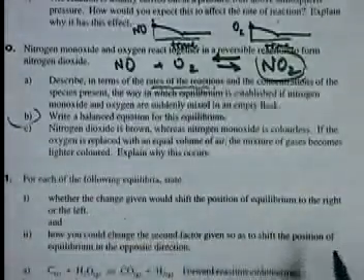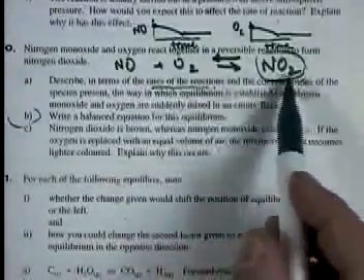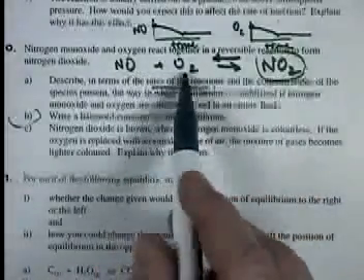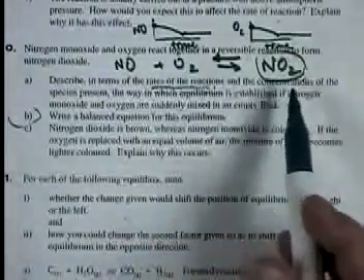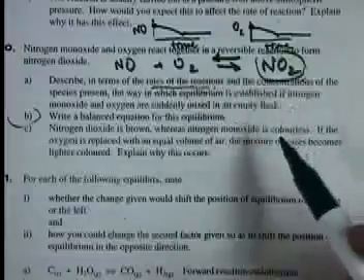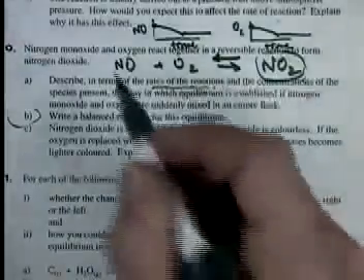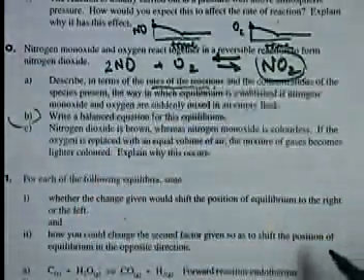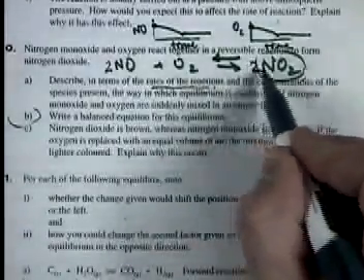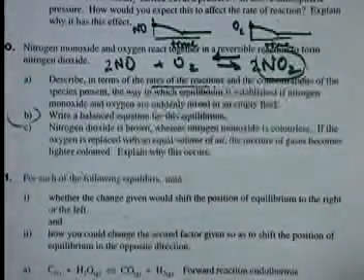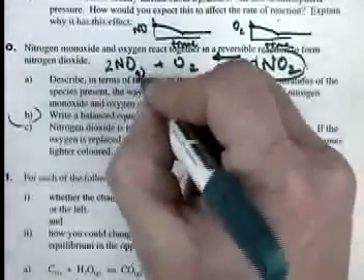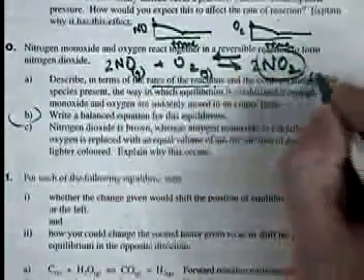Second, write a balanced equation for this equilibrium. I've almost got a balanced equation right here, but I happen to have 3 oxygens on this side and 2 on this side. So to better write this reaction, let's put a 2 right here in front of the NO, which means I need to put a 2 right here in front of the NO2, and now I have a balanced equation. And I should put (g) down here because all these are gaseous products and gaseous reactants.